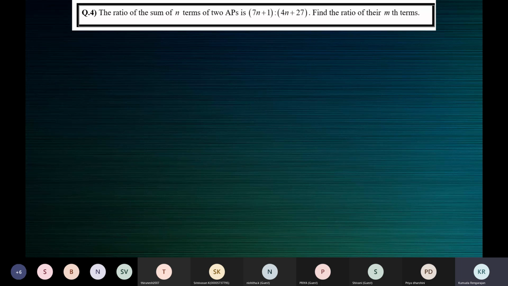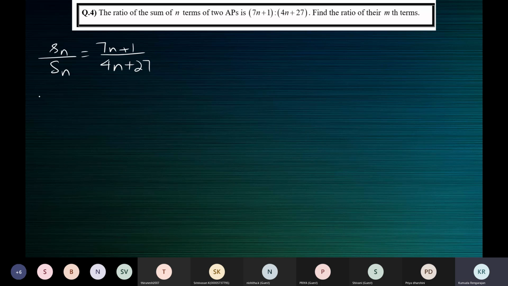Okay. So now we'll work with what is given to us. What are we given? We are given this one. This is what is given to us. Using this, we should find the ratio.